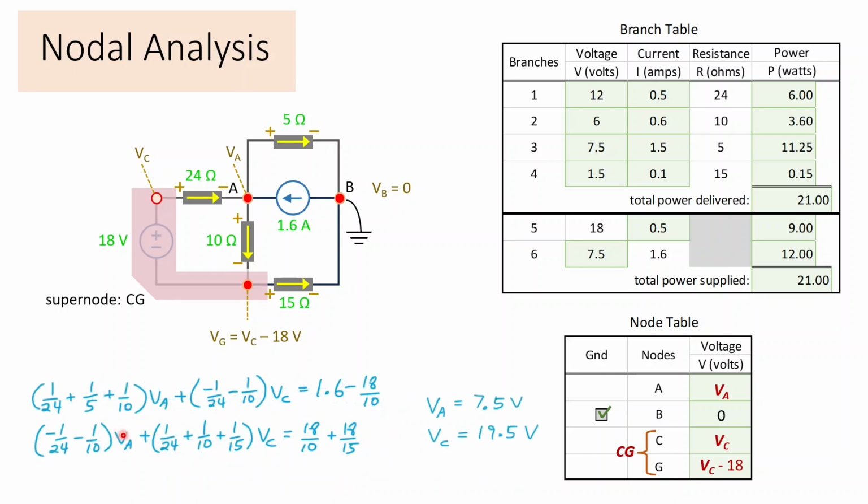Now, collecting like terms and constants on the right and doing the algebra that I'm not going to show, we get these node voltages that are different from before when we had node G grounded. Plug those into the node table and convince yourself that differences in node voltages produce the same branch voltages, and therefore the branch table is unchanged. All that changed was the node voltages because we chose a different node to be grounded.